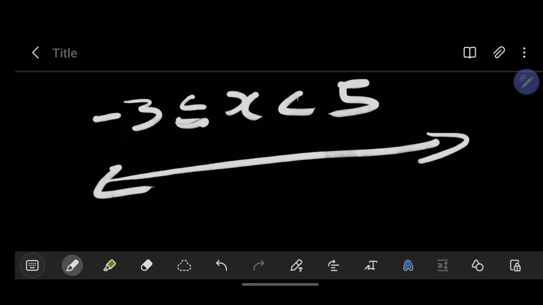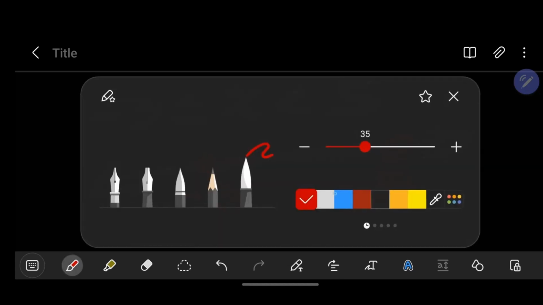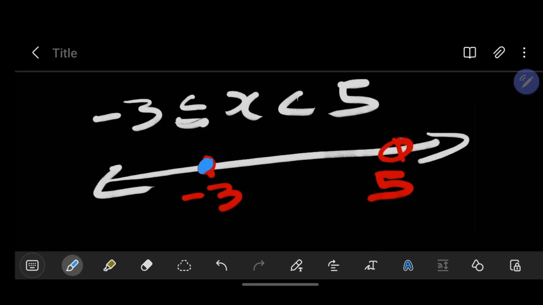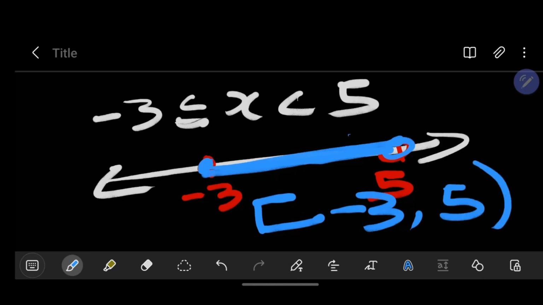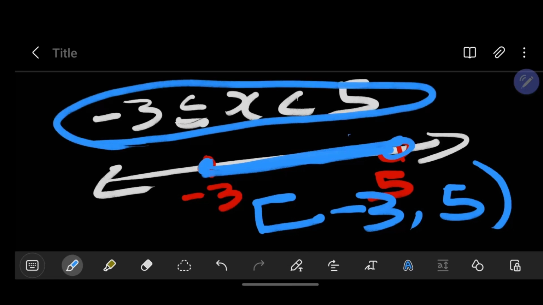So if we place this on the number line, we would show minus 3 and we would show 5. Now we know that x needs to be greater than or equal to minus 3, and it needs to be less than 5. So we're going to include minus 3, but we're not including 5. So basically we have inclusion of minus 3, not 5, and we want all the values in between. So in order to represent this, it will be a square bracket, minus 3, 5, round bracket.